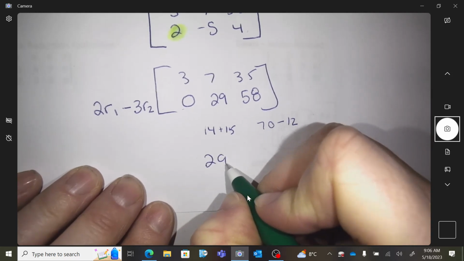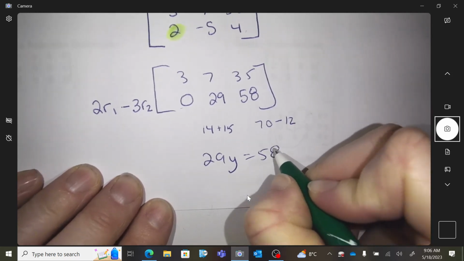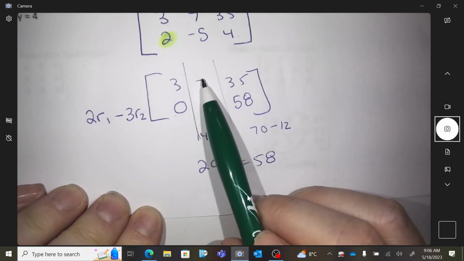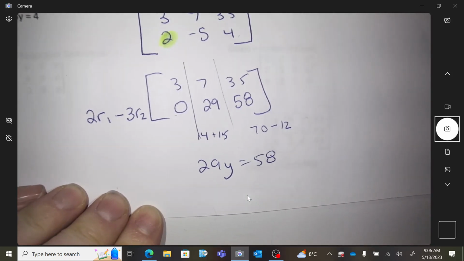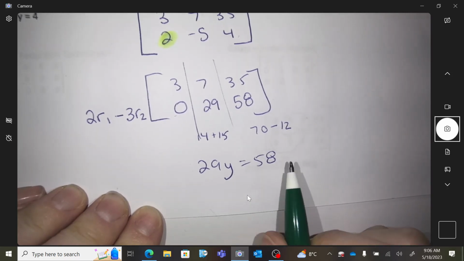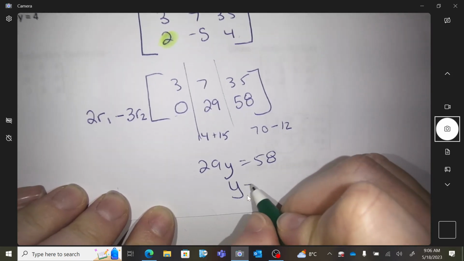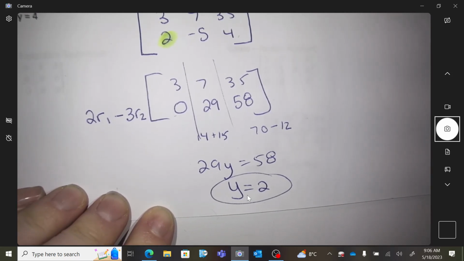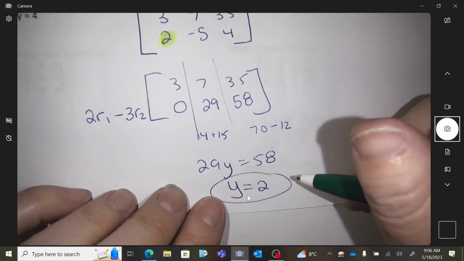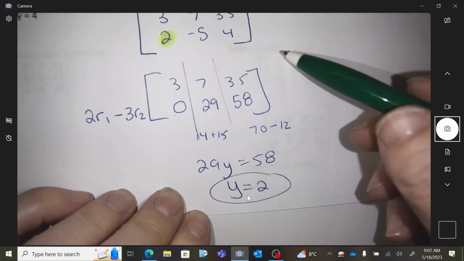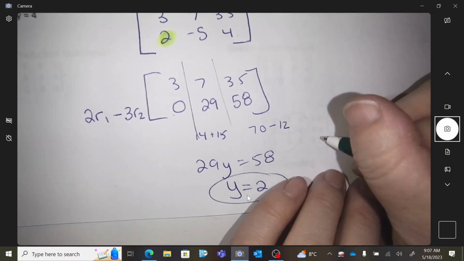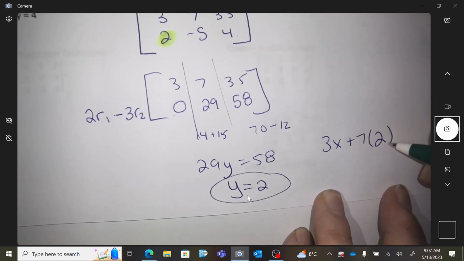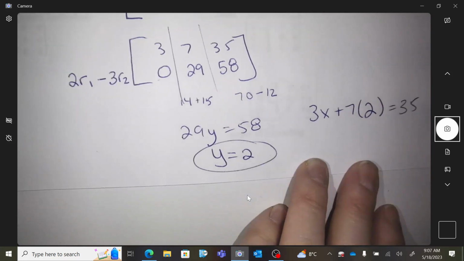Okay, so 29y equals 58. Okay, everybody can see kind of the columns. These are always the x, these are the y's, these are the numbers. So 29y equals that number. So y equals 2. And then I go back and plug it in. So 3x plus 7, plug in 2, equals 35.